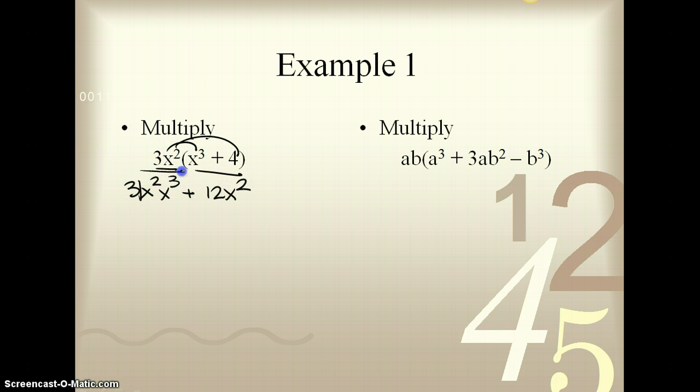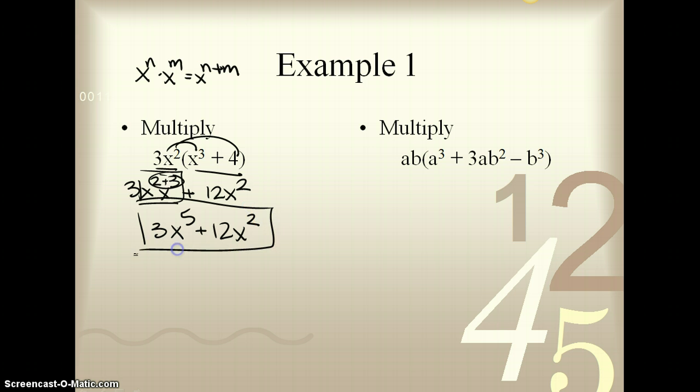From here, we need to combine these together, and you should remember that x to the n times x to the m is equal to x to the n plus m, which means we simply need to add the 2 and 3 together. Therefore, you're going to get 3 times x to the 5th plus 12x squared. And you're done with the question. There's nothing else left to do because you can't combine like terms since x to the 5th and x squared are not the same.